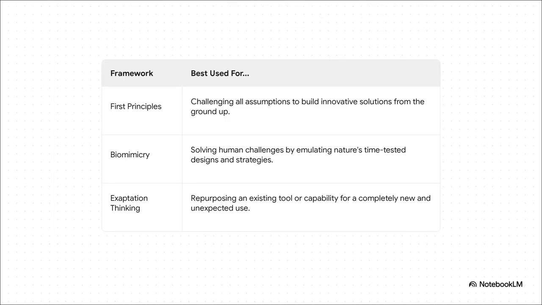And this is where it gets really fun, because you can pull inspiration from anywhere. Beyond first principles, you've got biomimicry. I mean, why not look to nature's 3.8 billion years of R&D?